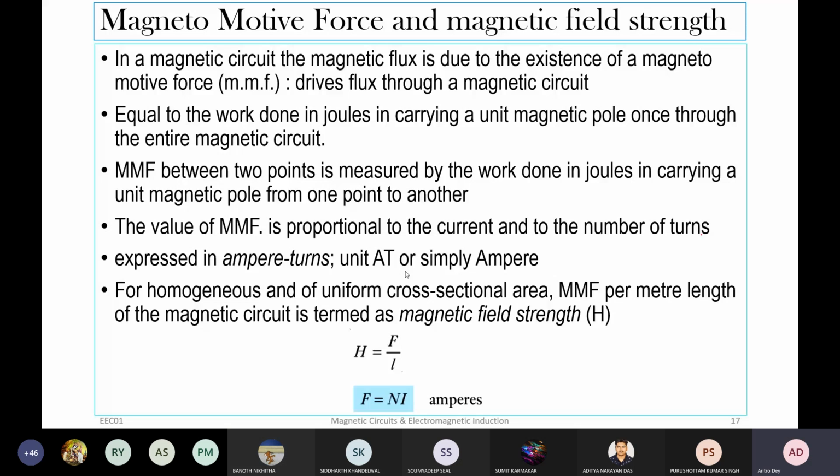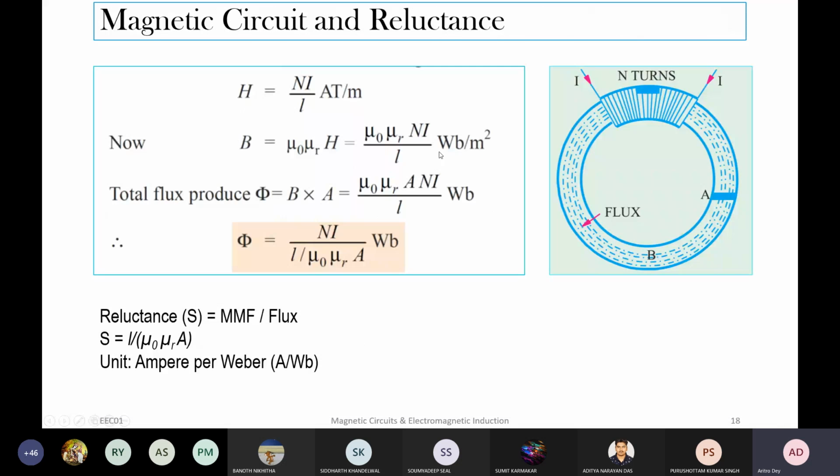For homogeneous and uniform cross-sectional area, MMF per meter length of a magnetic circuit is termed as magnetic field strength. So field strength is equal to F by L, where F is the magnetomotive force, which is NI. So NI by L is your H, which is magnetic field intensity or field strength. With all that in our mind, we can write that H equals NI by L, which we got from the Ampere circuital law, or from Biot-Savart's law also we can prove this. So your magnetic field strength equals MMF by length, where L is equal to 2 pi r for the toroid.